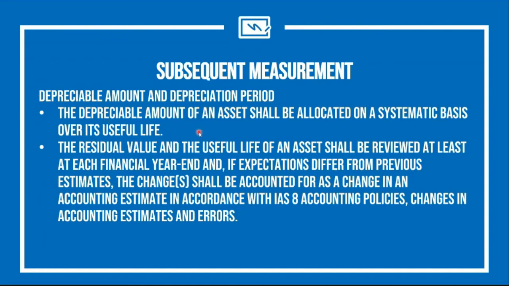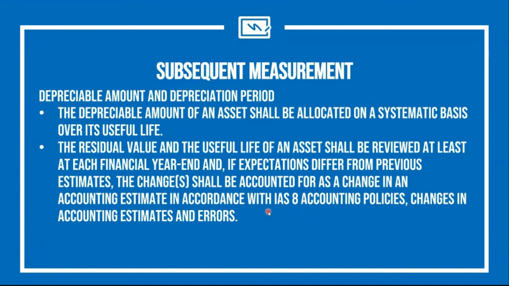For the depreciable amount and the depreciation period, okay, the standard states the following. The depreciable amount of an asset shall be allocated on a systematic basis over its useful life, and the residual value and the useful life of an asset shall be reviewed at least at each financial year end, and if expectations differ from previous estimates, the changes shall be accounted for as a change in accounting estimate in accordance with IAS 8. So what are we trying to say here?